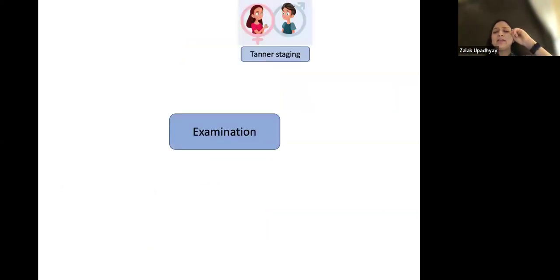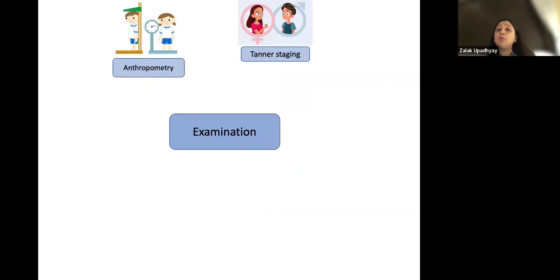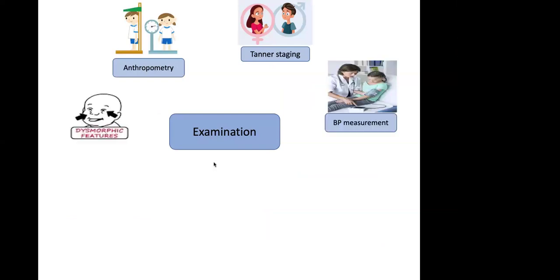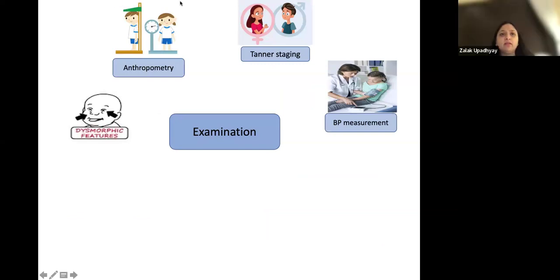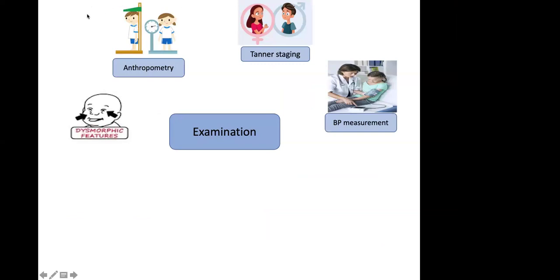Examination, remember Tanner staging is very important. Puberty, so SMR you have to do. Anthropometry, obviously, taking all the parameters. Ma'am, you're not audible. Oh, is it? No, no, no, you're audible.